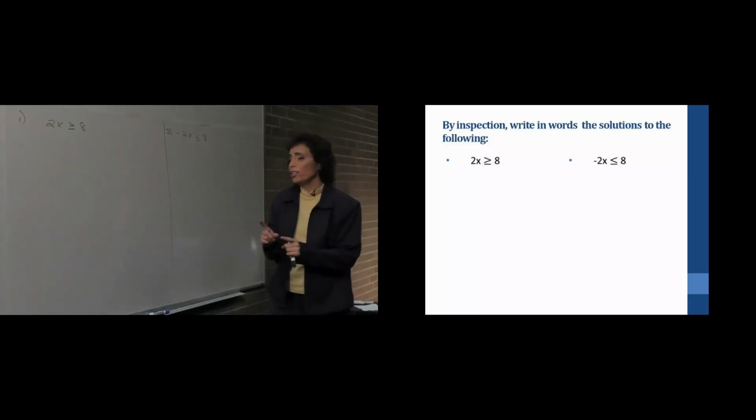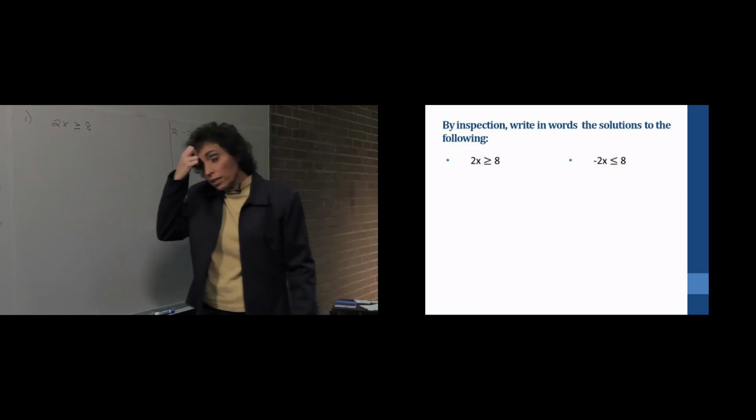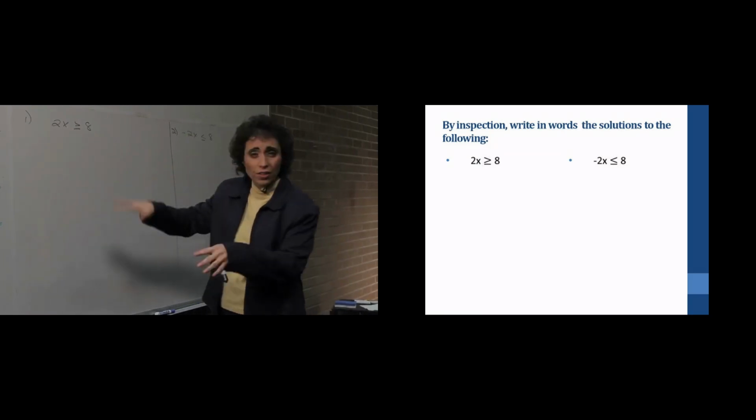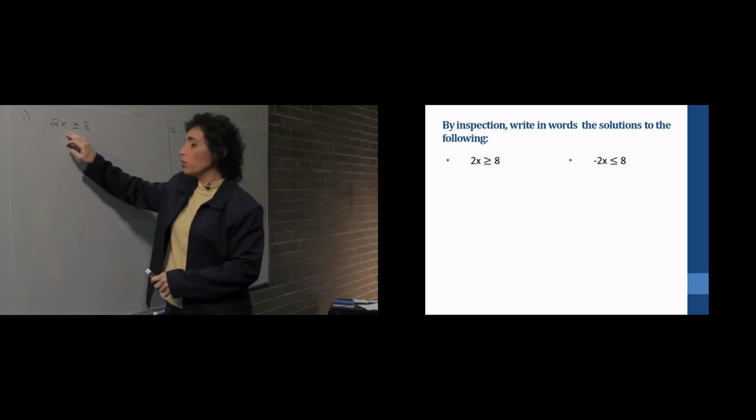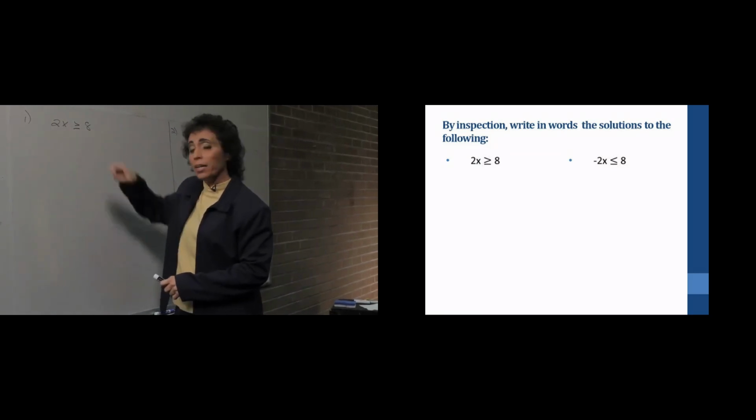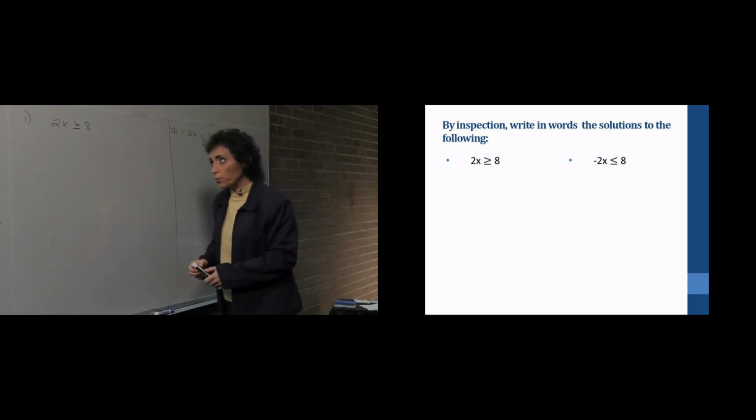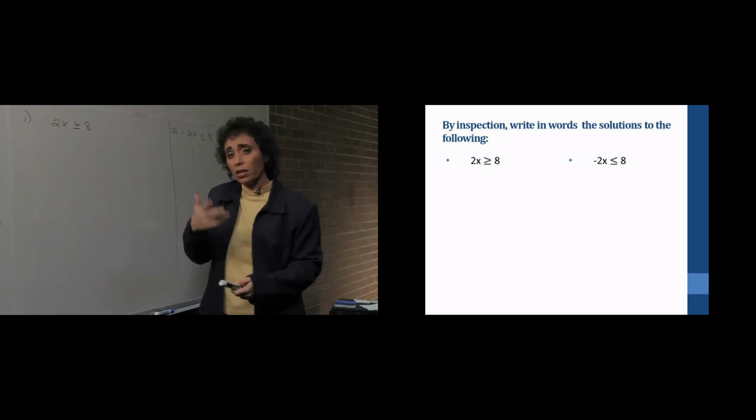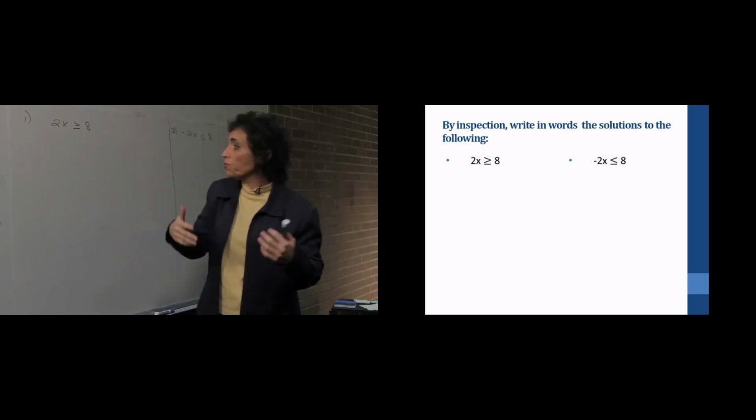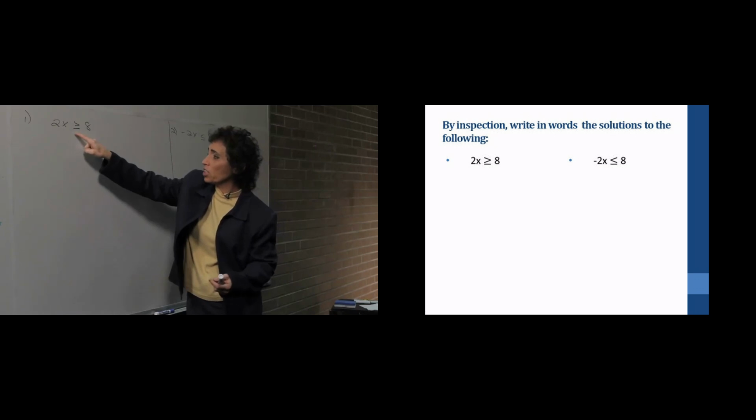All right, you want to do these by inspection. What does that mean? That means I don't want to do these by solving, dividing, and I just want to think about it, okay? All right, this says 2 times some number must be greater than or equal to 8. So think about what numbers that could be. Well, 2 times 2 would give me 4. 4 is not greater than 8, so I think I'm going to have to go higher than 2. 2 times 3 is 6. 6 is not greater than 8. That doesn't work.